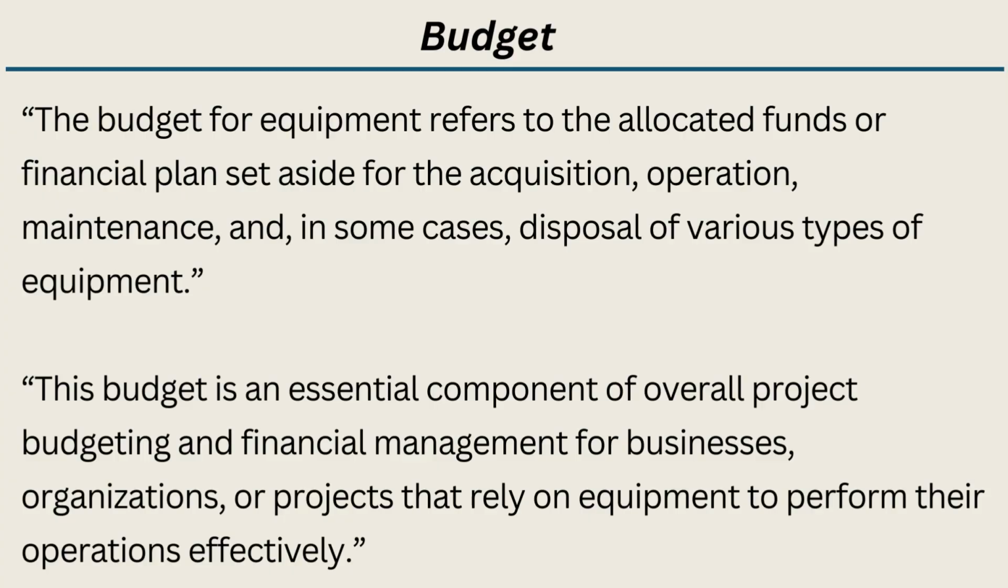The budget for equipment refers to the allocated funds or financial plan set aside for the acquisition, operation, maintenance, and, in some cases, disposal of various types of equipment. This budget is an essential component of overall project budgeting and financial management for businesses, organizations, or projects that rely on equipment to perform their operations effectively.